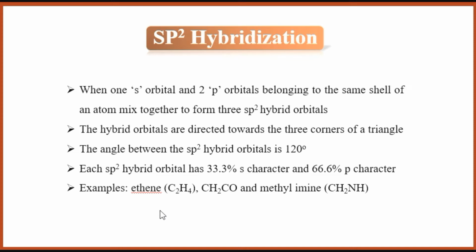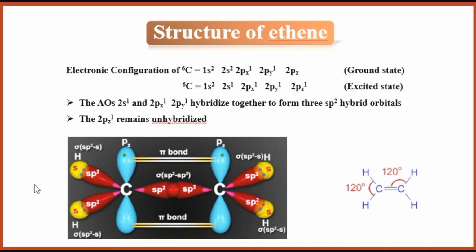And the examples that follow sp2 hybridization are the ethene molecule, ethene compound, that is methanol, HCHO, and methyl amine. These carbonyl compounds would follow sp2 hybridization. So now we discuss the structure of these compounds according to sp2 hybridization.